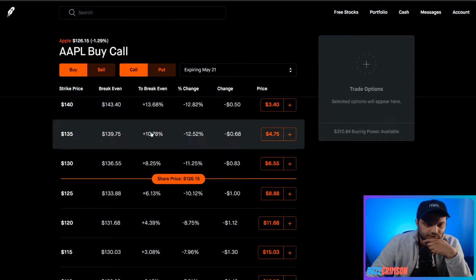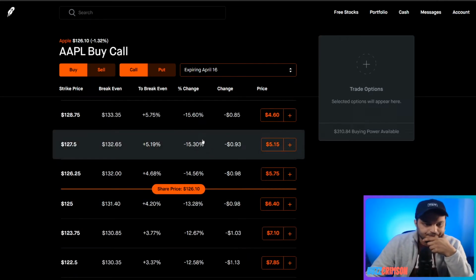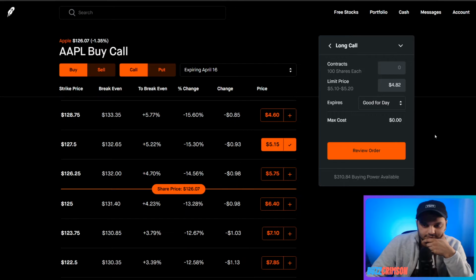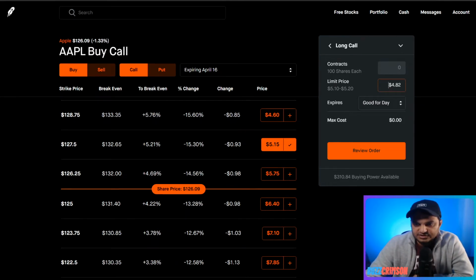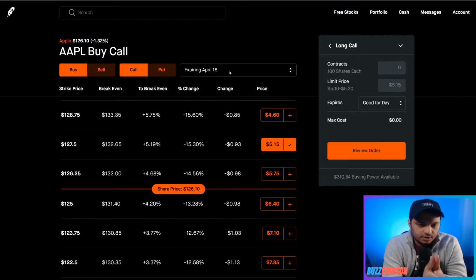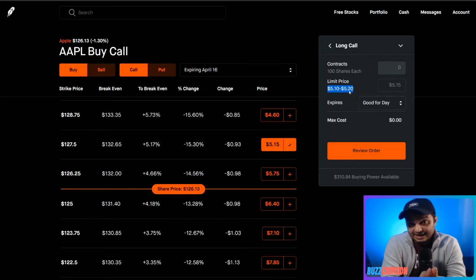Let's go to Apple. Okay, so let's say I want to buy this call. There we go. When I click it, it's showing me this range. This is the bid and ask spread.